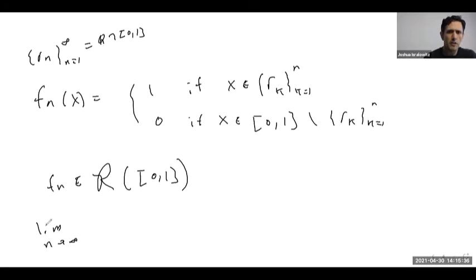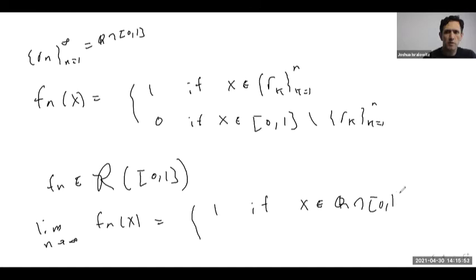The limit function is not, and this is that famous Dirichlet function. That's 1 if x is rational in 0 to 1, and 0 if x is irrational in 0 to 1.